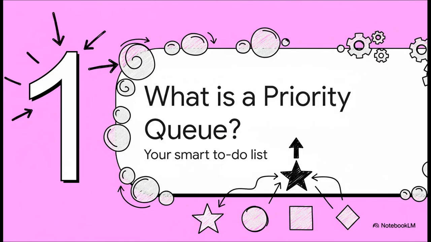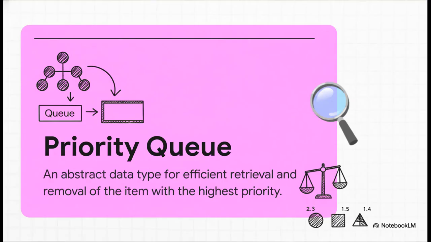So what even is this thing? At its heart, a priority queue isn't so much a specific structure as it is a promise. It's a guarantee that you can always get your hands on the highest priority item, and you can do it fast. Now, for the official computer science definition, it's an abstract data type. You put items in, each with some kind of priority, and it lets you quickly find and pull out the one with the best priority. And best could mean the smallest number, the largest number, whatever you define as most important.